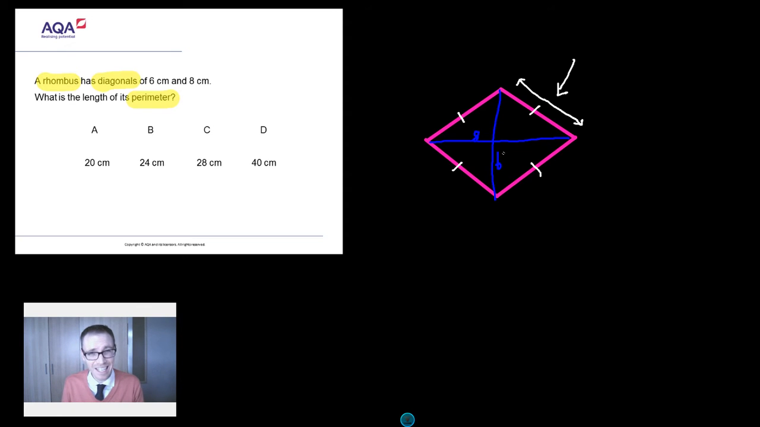Well, the eagle-eyed viewer among you will have spotted that actually we've got ourselves a beautiful right-angled triangle. The diagonals of a rhombus bisect each other at 90 degrees. So we've got a right-angled triangle. Do we know the lengths of that right-angled triangle? Well, yeah, we do, because the whole base across there is 8. So this little bit has got to be 4. And the whole height, the whole of that diagonal, is 6. So this little bit's got to be 3.